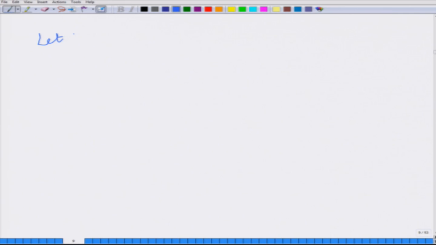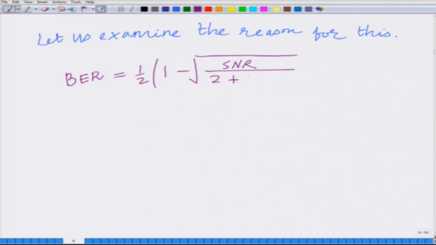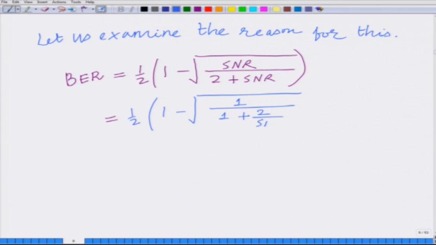Let us examine the reason for this. If you look at the bit rate expression, you have bit rate equals half times 1 minus square root of SNR divided by 2 plus SNR. I can also write this as half times 1 minus, now I will bring the SNR into the denominator. So, I will write 1 by 1 plus 2 over SNR, which is also equal to half 1 minus 1 plus 2 over SNR to the power of minus half.